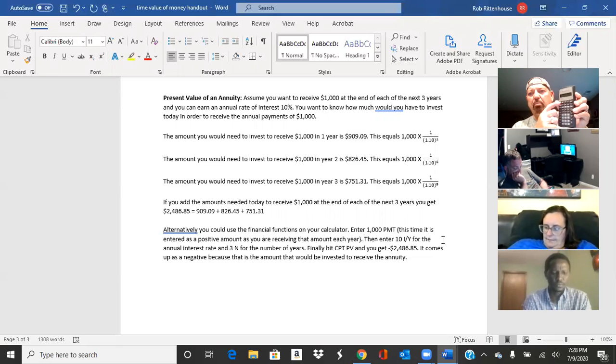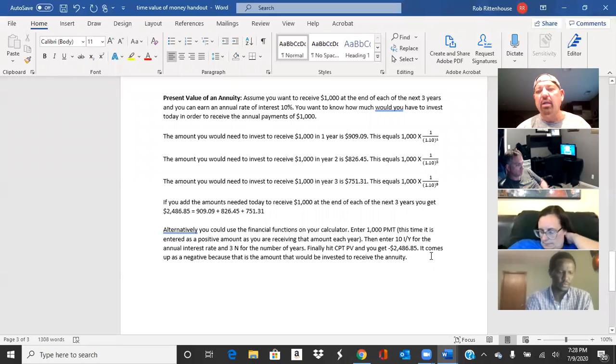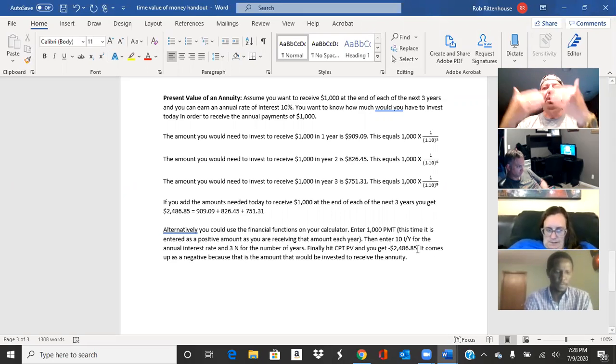Finally, hit compute PV for the present value of that annuity. And $2,486.85 is the amount you should get. It does show up as a negative number because that's the amount we would have to invest or pay out today to be able to receive the $1,000 each of the next 3 years.